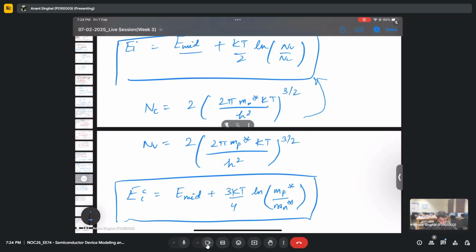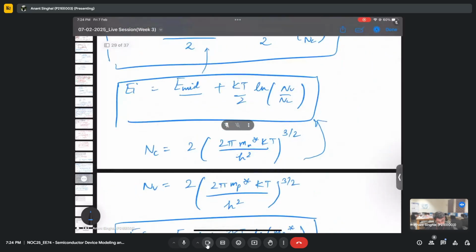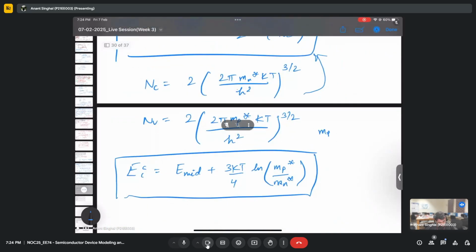Yeah, so that is great. So we are covering this intrinsic. So you see, if electron effective mass is equal to that of hole, so what will be EI? If Mp is equal to Mn, then what will be EI?